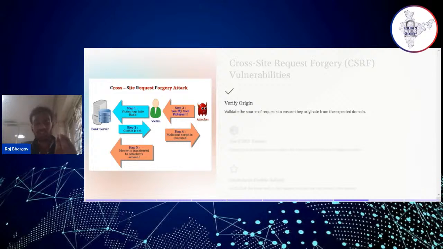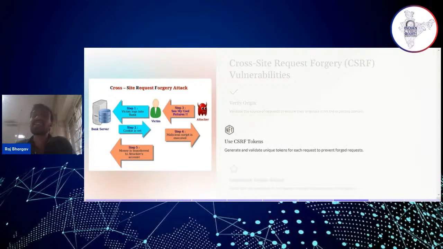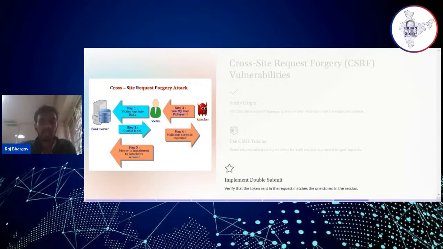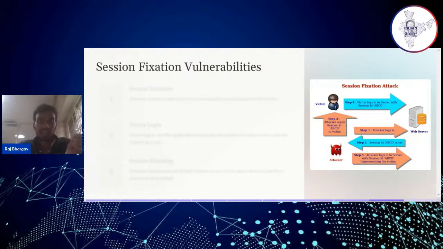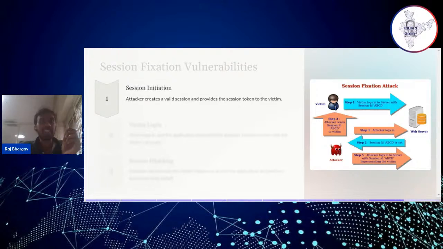Verify the origin, that is, where the request is coming from and generating from, and after that use CSRF tokens. It generates a valid unique token, which prevents forced requests. Next, implement double submit, so that the token sent with the request matches the one stored in that particular session itself.